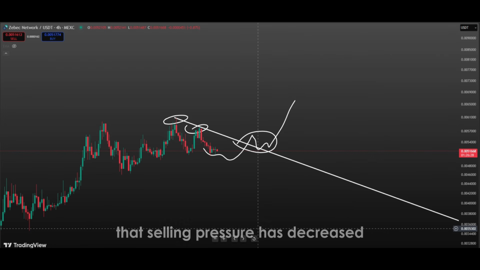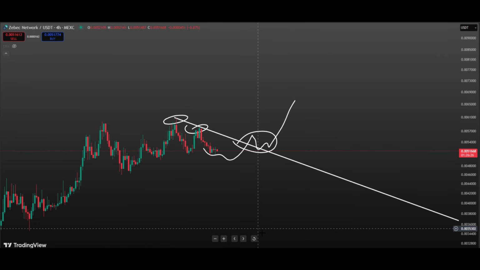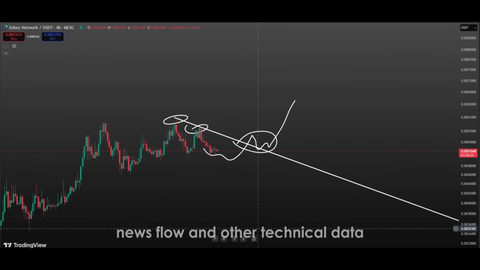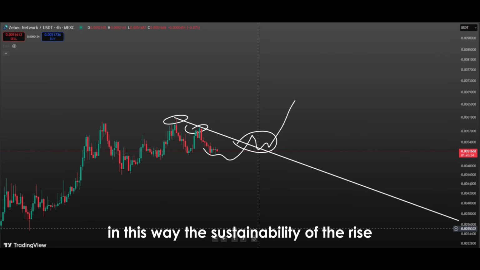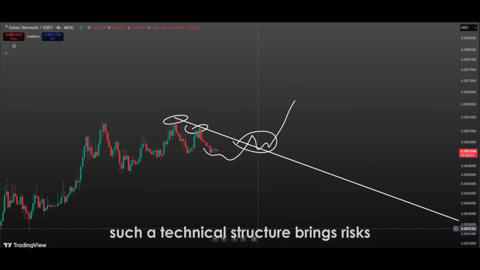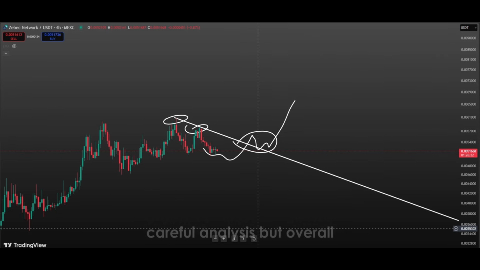This breakout signals that selling pressure has decreased, buyers have taken control, and the price is beginning to rise. When supported by a retest movement and technical indicators, this can be interpreted as a strong bullish signal. However, investors should act cautiously, taking into account market volume, news flow, and other technical data. In this way, the sustainability of the rise after a descending trend break can be analyzed more effectively and investment decisions can be made more accurately. Such a technical structure brings risks as well as opportunities and therefore requires careful analysis.